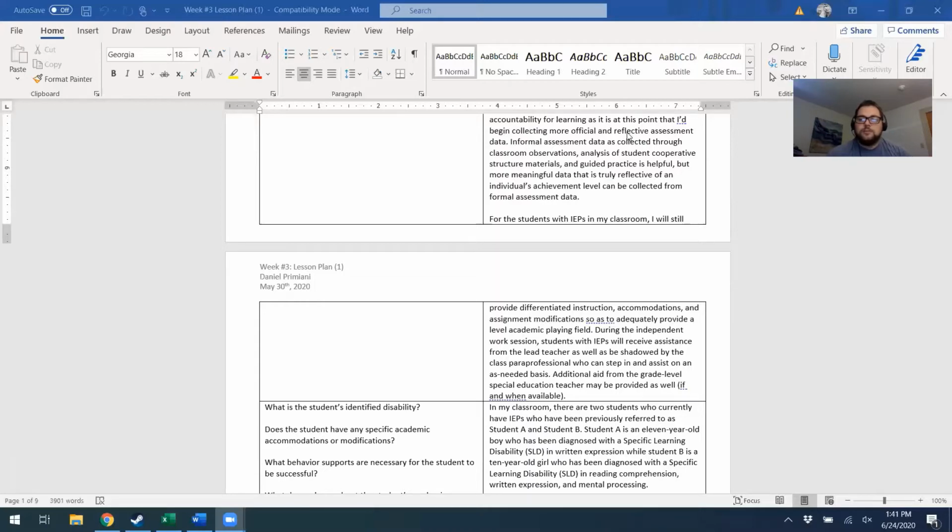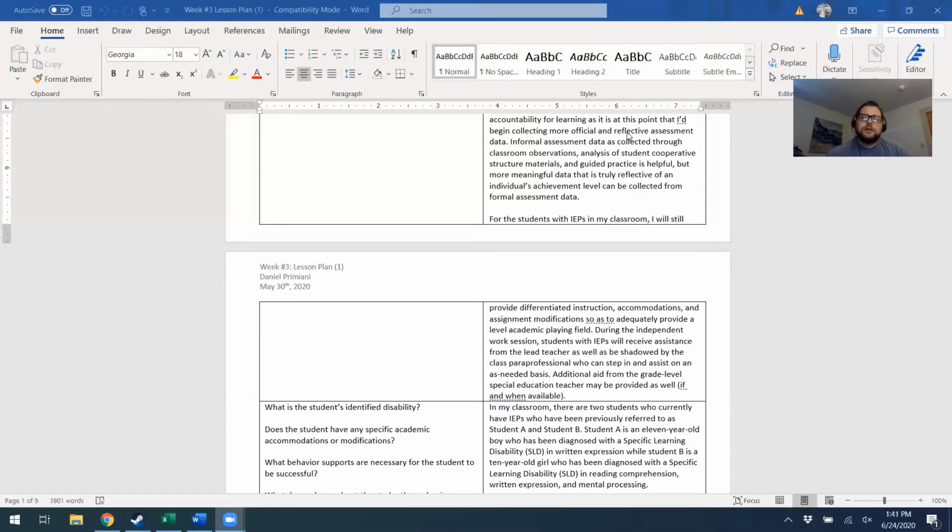Now, for the students with IEPs in my classroom, I would instill differentiated instruction, accommodations, and assignment modifications so as to adequately provide a level academic playing field. During the independent work session, students with IEPs will receive assistance from the lead teacher, as well as being shadowed by the class paraprofessional who can step in and assist on an as-needed basis. Additional aid from the grade level special education teacher may be provided as well if and when necessary or available.